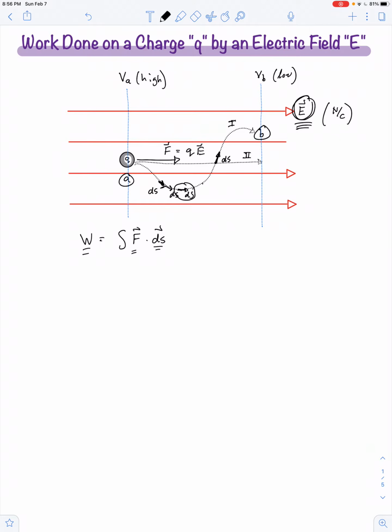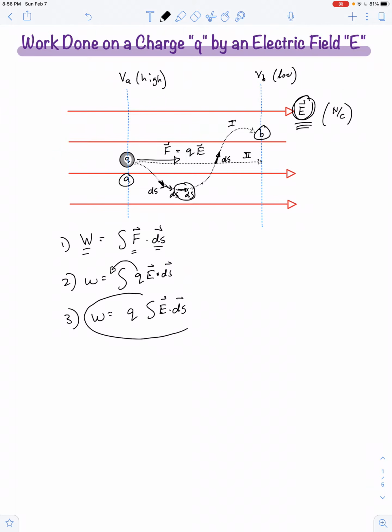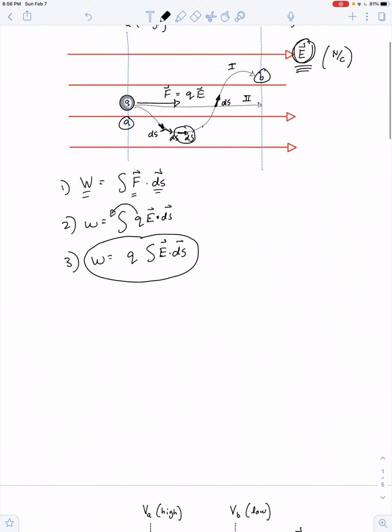In any case, because this example is for a uniform electric field, we're going to make some substitutions. We're going to replace F with qE. Okay, and then we can pluck the q out of the integral sign. We get work is equal to q times the integral of E dot ds. I'm going to circle that. We're going to come back to this expression, but I can continue.